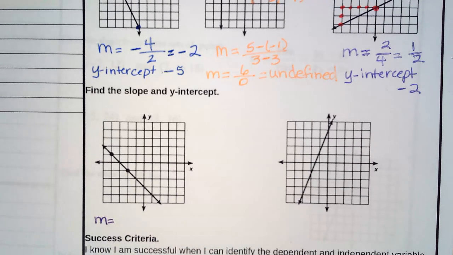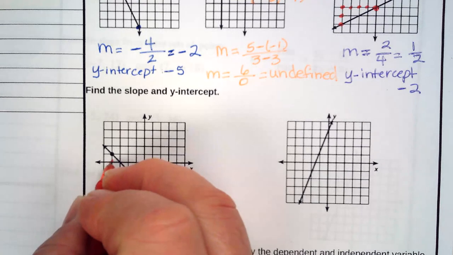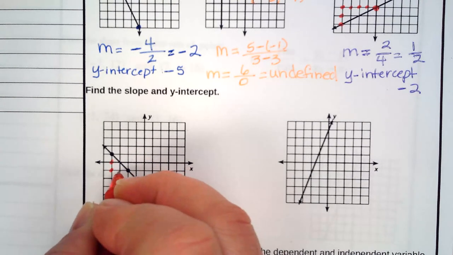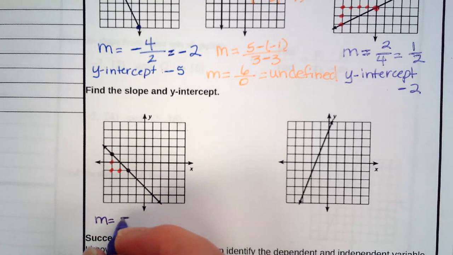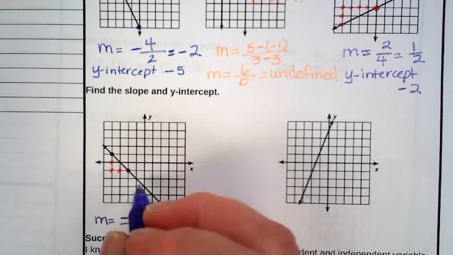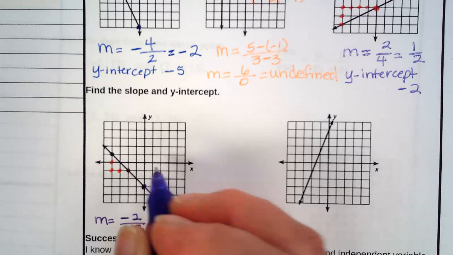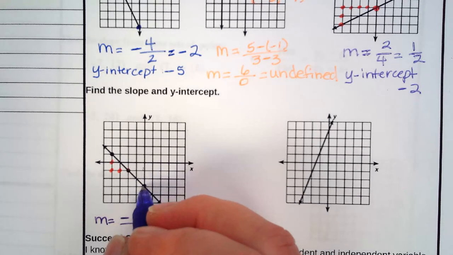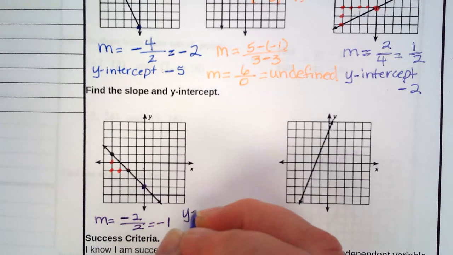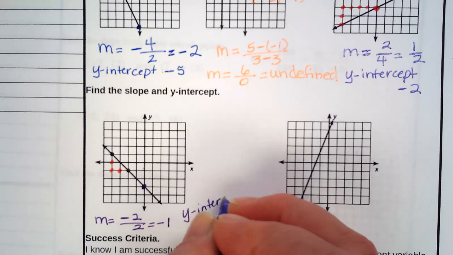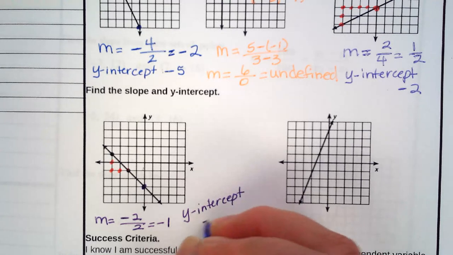If I am doing my counting, I'm going down 1, 2, and I'm going right 1, 2. So this is negative 2 divided by 2, which is -1. And I go across the y-axis at -1, 2, 3. So my y-intercept is -3.